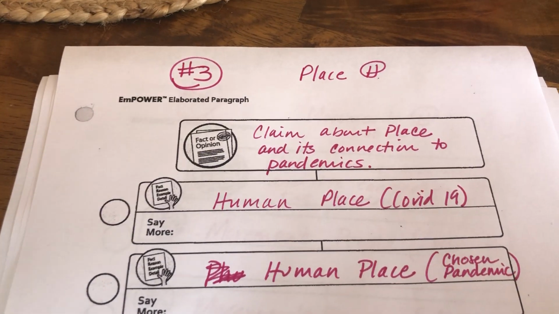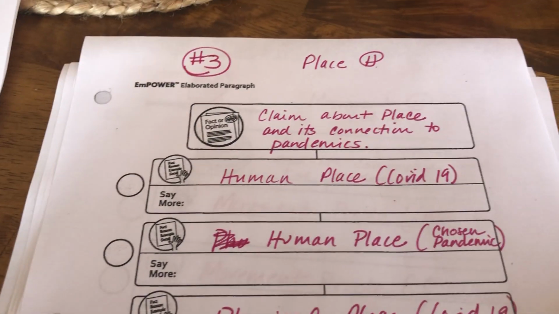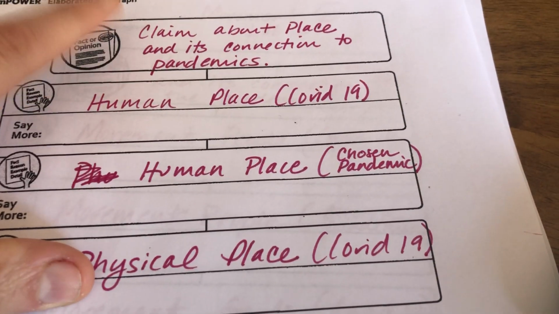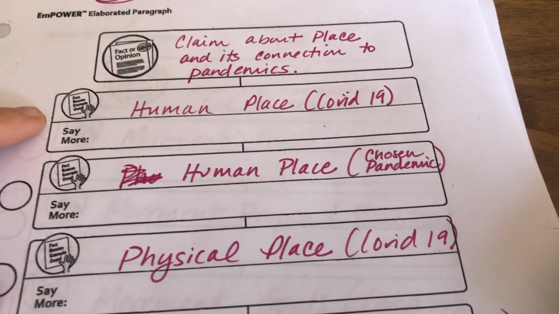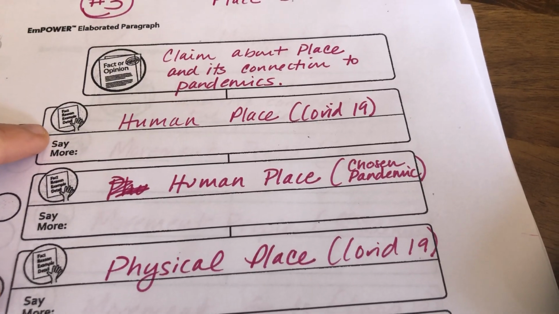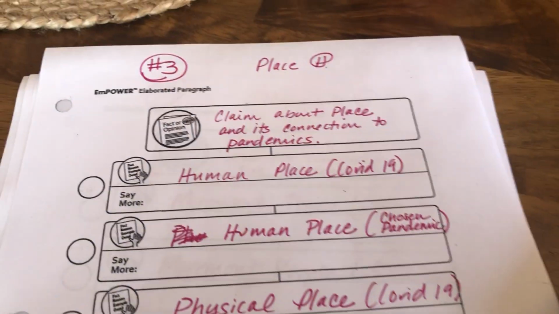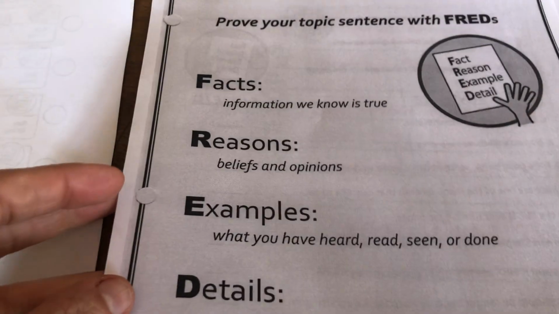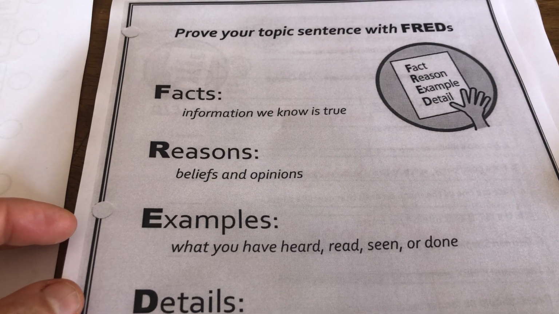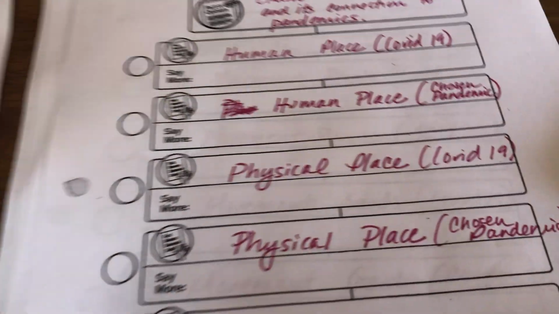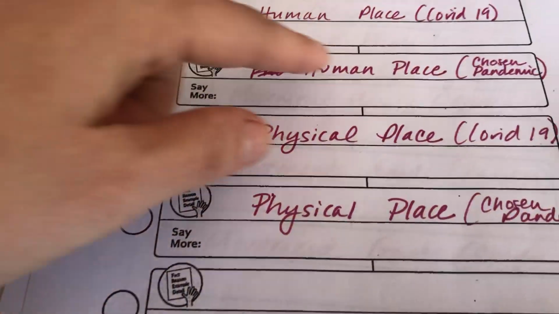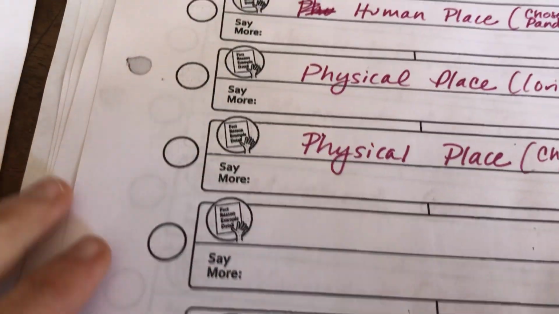This is my third paragraph. This is going to be my claim about place and its connection to pandemics. That's going to be my mini claim here. And then here I'm going to include my FREDs, my facts, reasons, examples, and details. Okay, again, coming back to what are FREDs, they're facts, reasons, examples, and details that you can include to support this, okay? So human place of COVID-19, human place of your chosen pandemic.